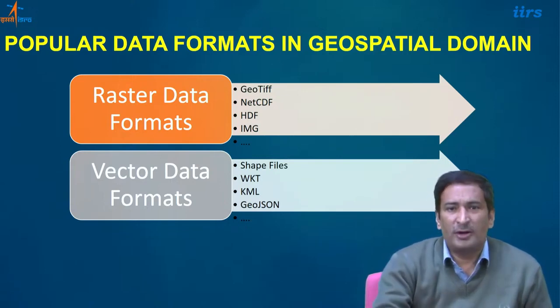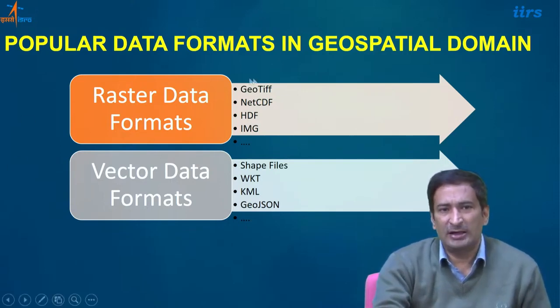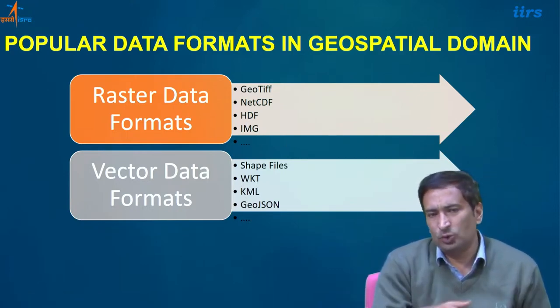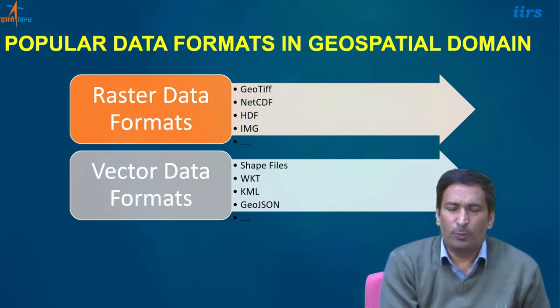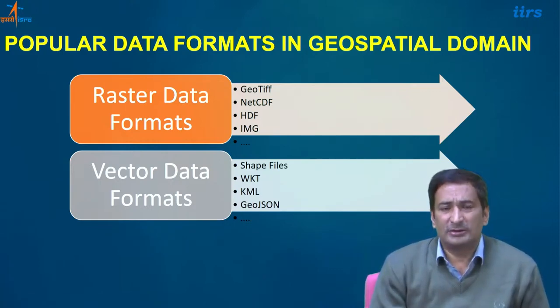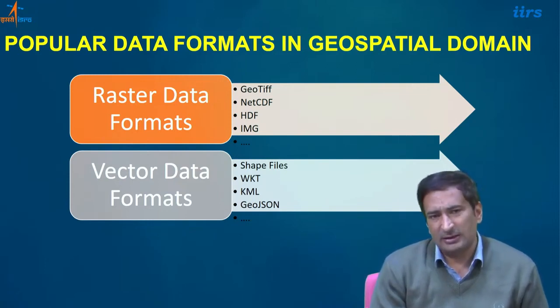Some of the popular formats in the geospatial domain: for raster data, we have GeoTIFF, NetCDF, HDF, IMG. For vector data, we have shapefiles, WKT, well-known text, KML, and GeoJSON. So try to explore these data sets through Python programming and do some geoprocessing with them. With this, I come to the end of this lecture.